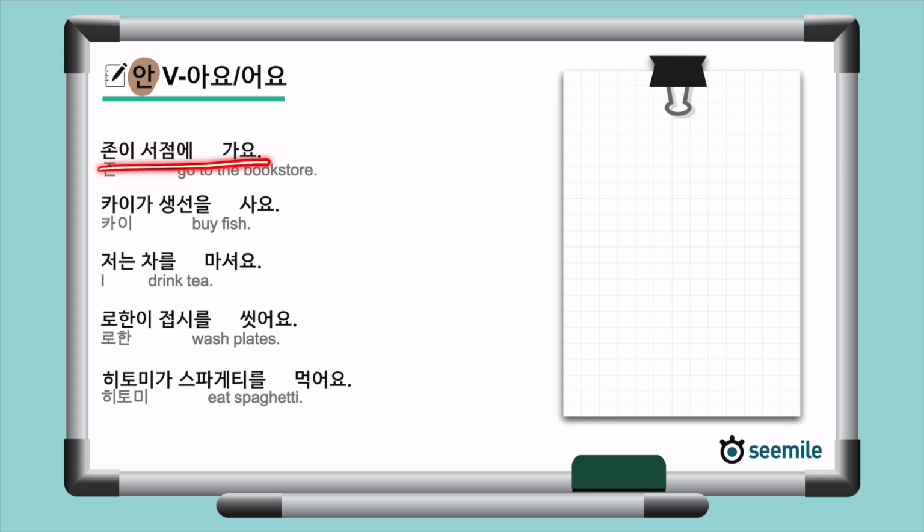존이 서점에 가요. 존이 서점에 안 가요. How easy is that? 카이가 생선을 사요. 카이가 생선을 안 사요. 저는 차를 마셔요. 저는 차를 안 마셔요. 로한이 접시를 씻어요. 로한이 접시를 안 씻어요. 히토미가 스파게티를 먹어요. 히토미가 스파게티를 안 먹어요. These are all for an informal setting.